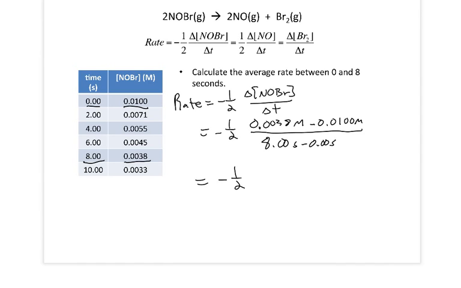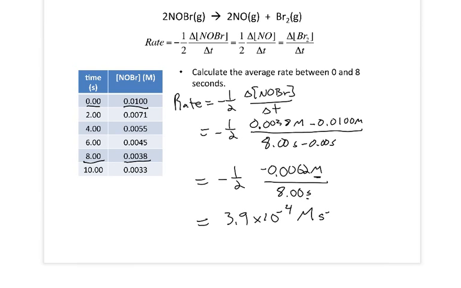So when I do the calculation on the numerator, I get negative 0. And then the denominator just comes out to be 8 seconds. So then when I divide that by negative 1/2, I get that the rate is 3.9 times 10 to the minus 4, and the units are molarity divided by seconds, or molarity seconds to the minus 1. All right, let's look at another example on the next slide.